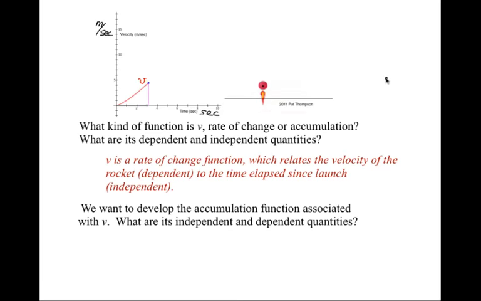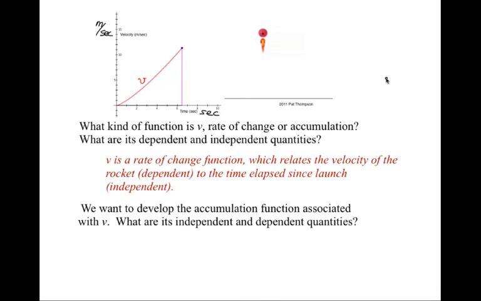Okay, so you said it'll just be meters. Yeah, so that is the quantity of height, right? So we know how fast the rocket's moving, or how fast its height is changing. We want to know what its height is. That's what we mean by an accumulation function in this setting.